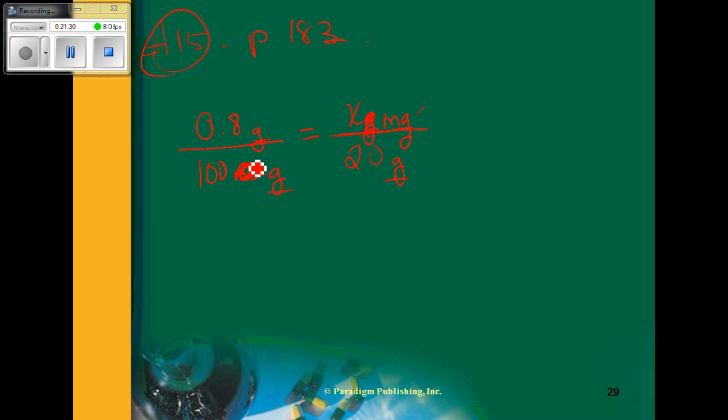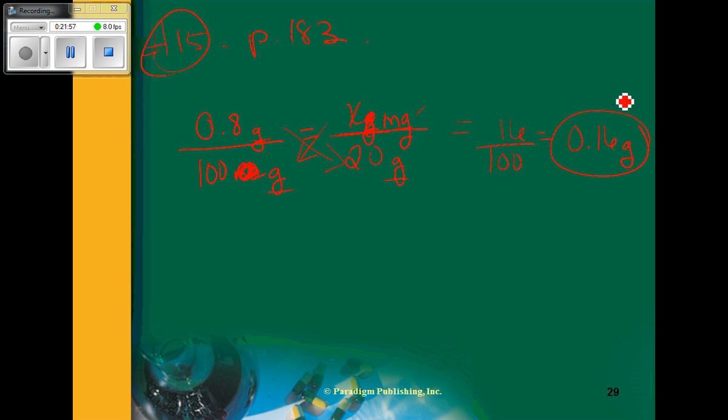Okay. So what you need to do is you just cross multiply. Instead of converting first, I'm going to convert at the end, just in case you were to work a problem out and forget. So 100 times X would be 100X, and it goes on the bottom. 0.8 times 20 would be 16. Okay, and then you turn out to be 0.16 grams.